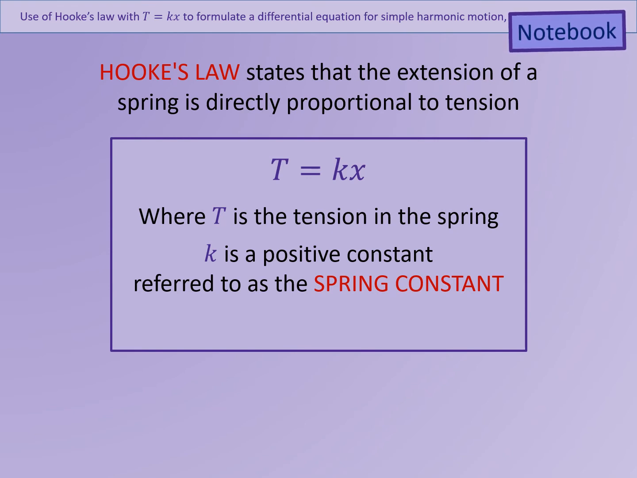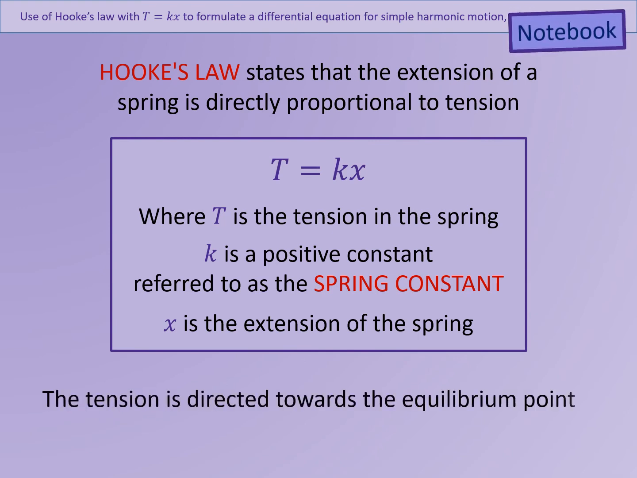If it's quite a solid spring and it hardly moves, it might have a different k value, a different spring constant, to one that is quite loose and oscillates quite freely. The x is the extension in the spring. All right, so the extension beyond its natural length is what the x value is.